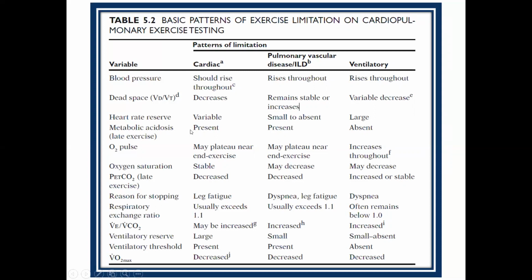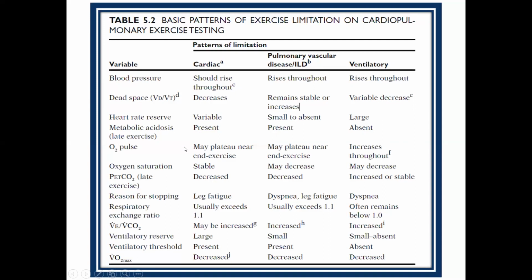Metabolic acidosis is present. What does that mean? That means that you have to hit anaerobic threshold. I will tell you how to differentiate that from a ventilatory limitation where you may not hit anaerobic threshold. But you have to find anaerobic threshold. If you're going to say this patient is limited by their heart, you should be able to see a ventilatory threshold. And typically it is less than 40%. If they're limited by their heart, it is less than 40% of their total peak VO2.